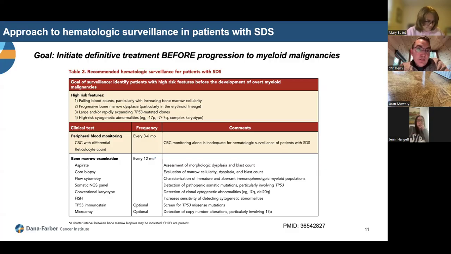Now, one of the challenges is how do we define large? What does it mean to be a large P53 mutation? And I can tell you this has been a source of confusion and lack of clarity in the field because in our typical MDS and AML patients, the size of some of these P53 mutations is considered small.